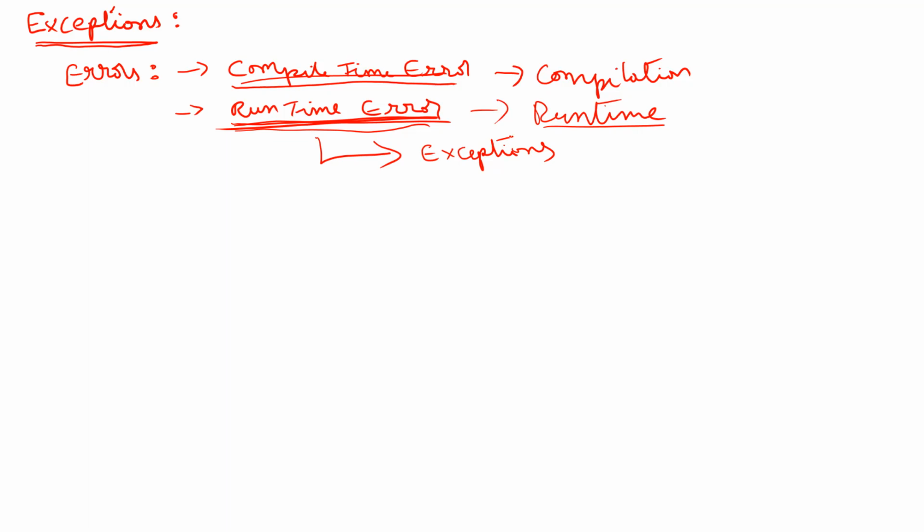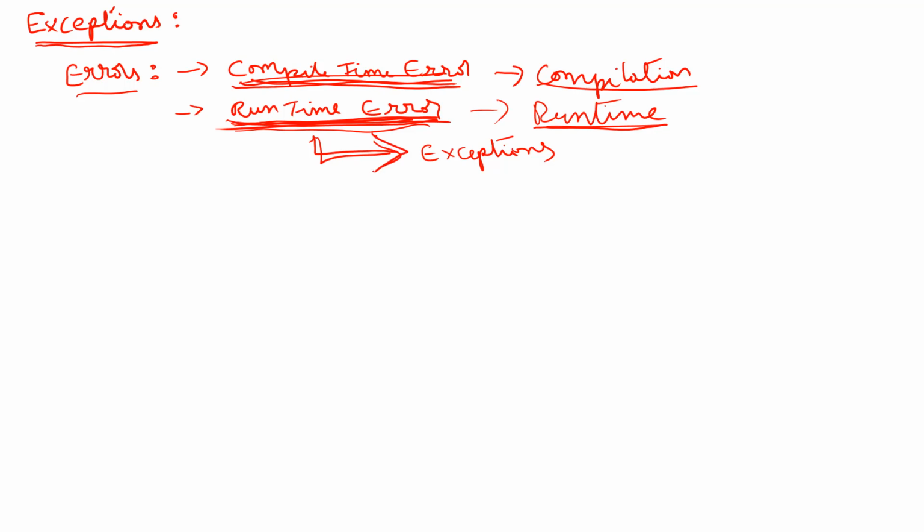And these runtime errors are called exceptions. So these are the two kinds of errors: one is compile time error and the other is runtime error. Compile time errors are reported during compilation itself, and runtime errors are reported during runtime, and these runtime errors are called exceptions.